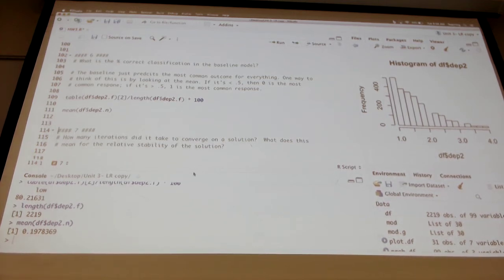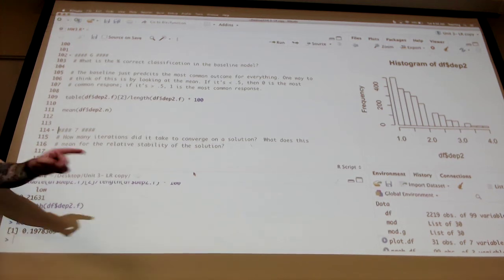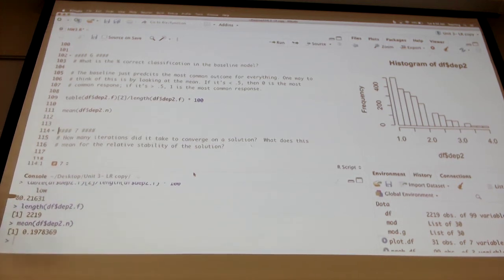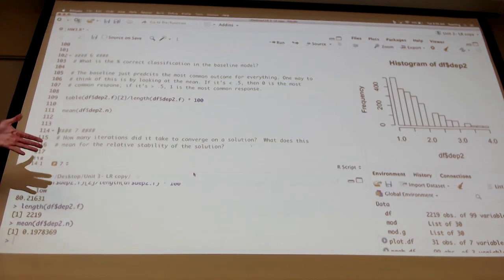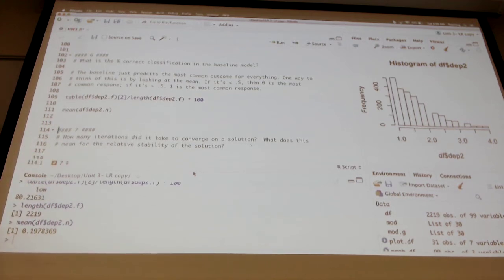Because it's 0. Right. So that's the base rate of the least frequently occurring. But at least taking that mean will let you know which one was used in the baseline model. Because again, if it's below 0.5, 0 was the prediction more often. If it's greater than 0.5, 1 was the prediction more often.